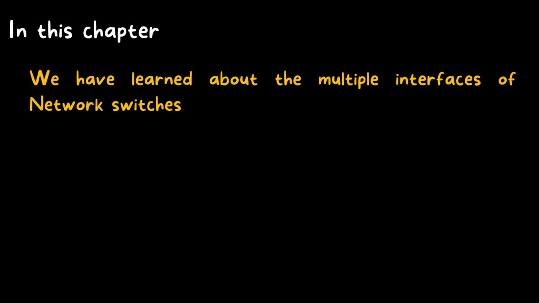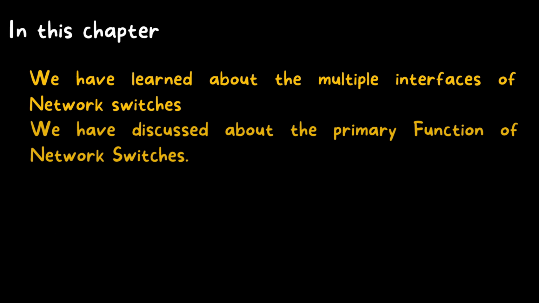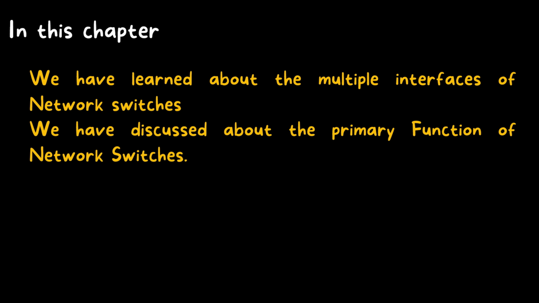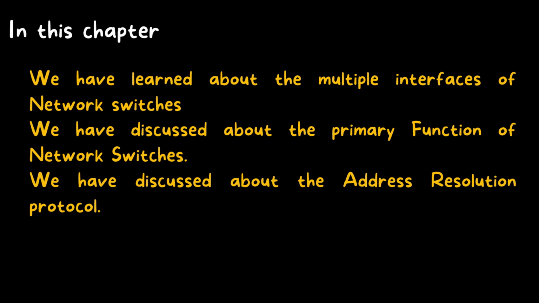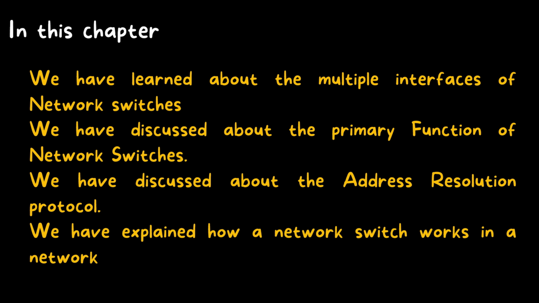In this chapter, we have learned about the multiple interfaces of network switches. We have discussed the primary function of network switches. We have discussed the Address Resolution Protocol, or ARP. And finally, we have explained how a network switch works in a network.